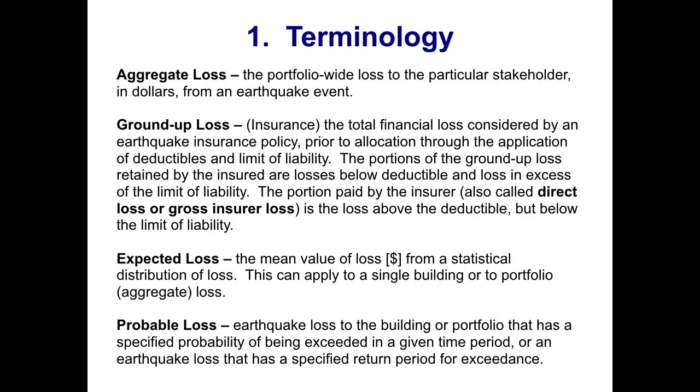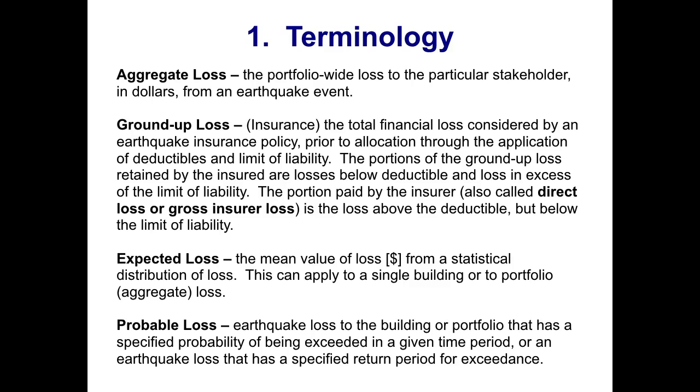More terminology. Aggregate loss, that's the portfolio-wide loss for the particular stakeholder in question, and it's usually expressed in dollars from earthquake events. Ground-up loss, this is an insurance term. It's the total financial loss considered by an earthquake insurance policy prior to allocation through the application of deductibles and limit of liability. So it's all of the losses that would be paid by any party.